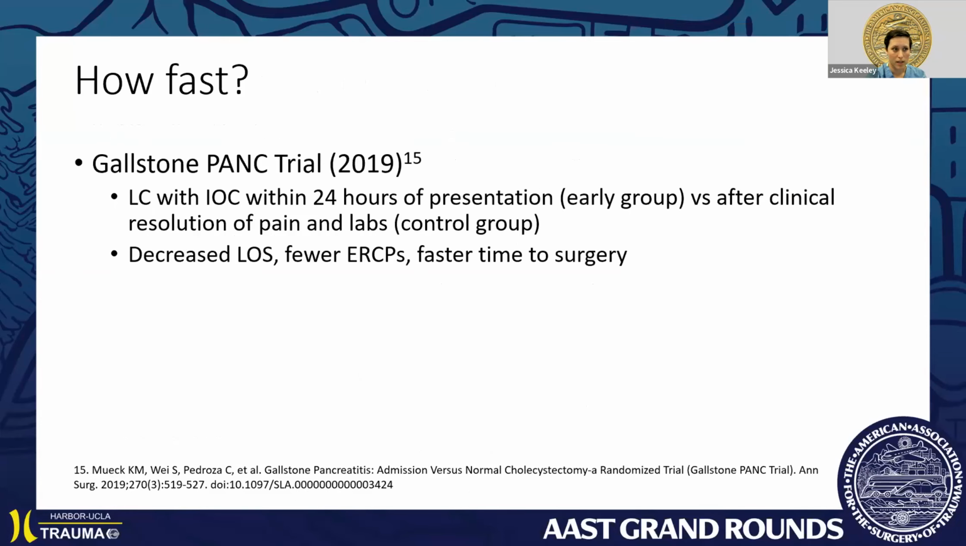All right, so how fast? Again, we're going to talk a little bit. So now we're like, okay, cool. We should do it within 2 days. They have mild pancreatitis. Great. So how fast? Can we do it even faster?